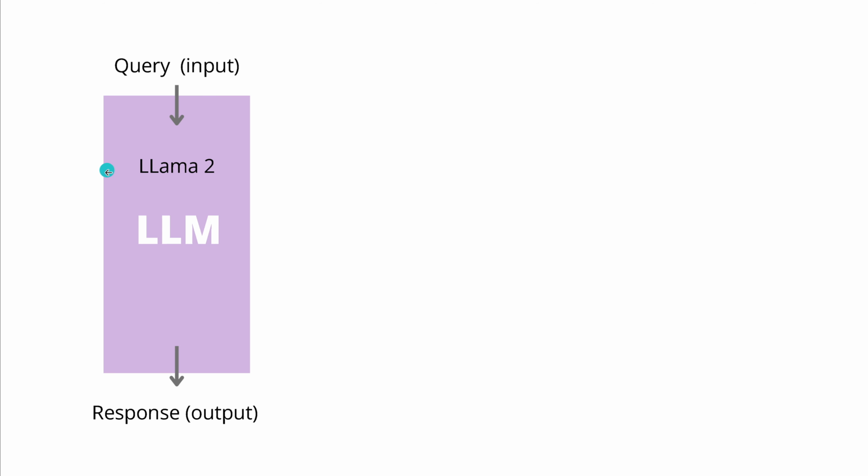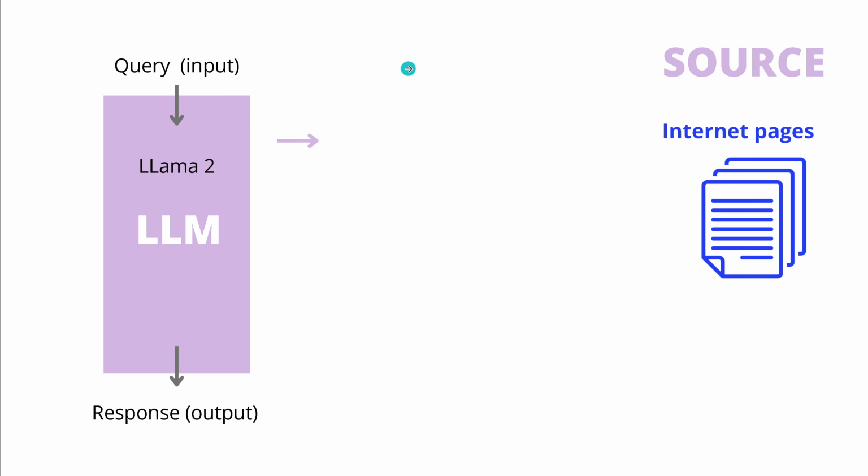So here we choose a Llama 2 model. We have a model that has been trained but is missing the actual information, so the system has no information on how to answer my query. So what we do, we go to the main source of all information today. We go to the internet, and we will find our pages where the information is in real time.